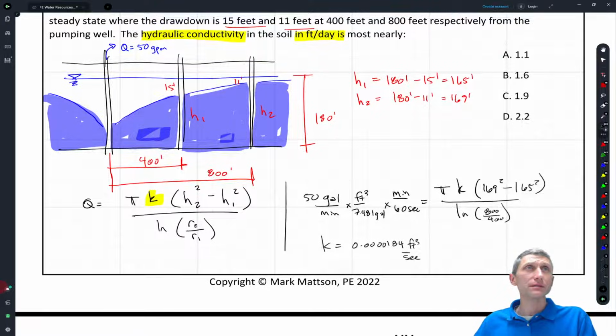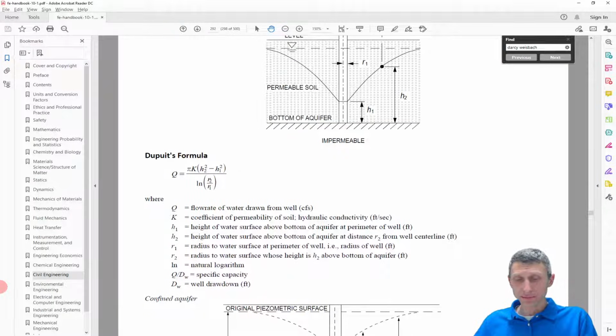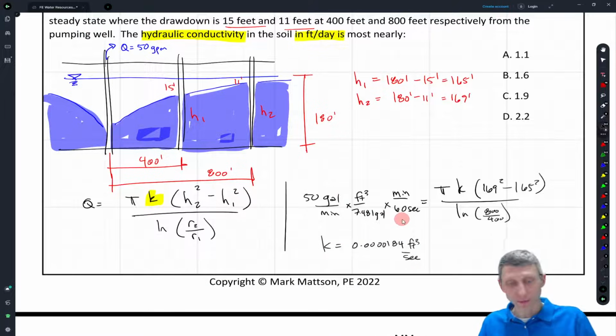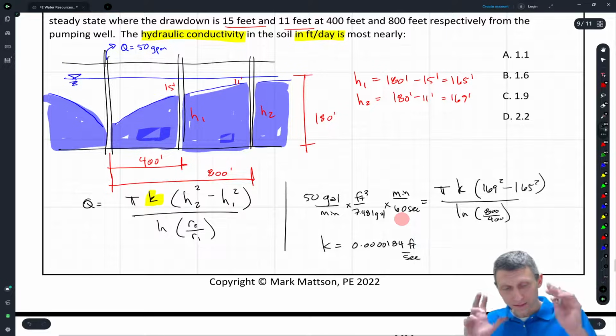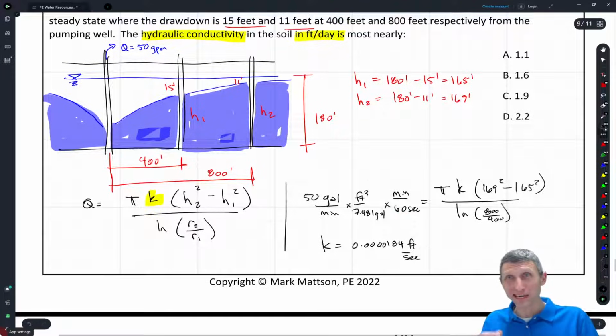Actually, hold on, let me just double check here. Oh, right, I'm sorry. No, the Q value is cubic feet per second. The K value is feet per second. Sorry about that. I was thinking some of the units were wrong, but this is feet per second, and we want feet per day.